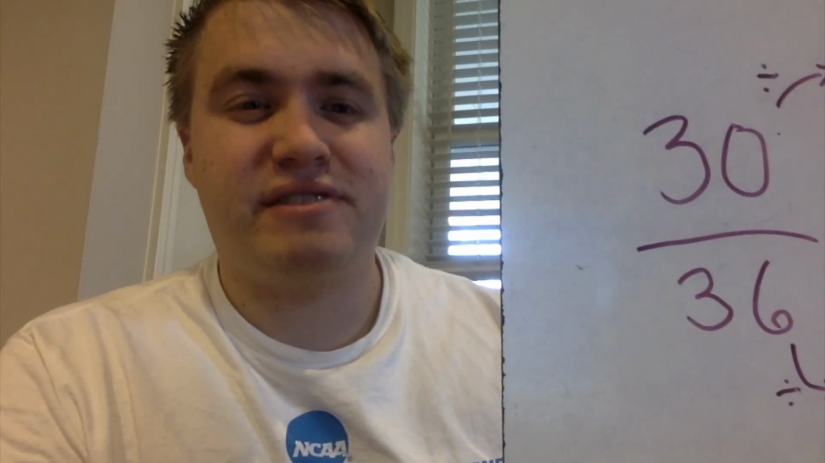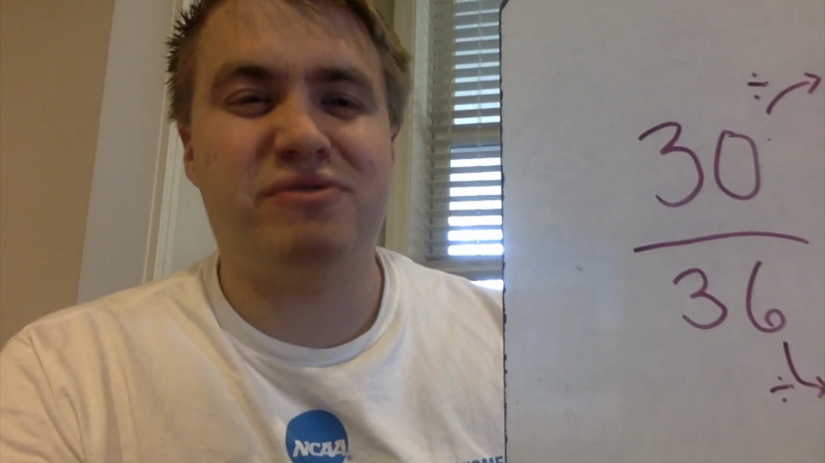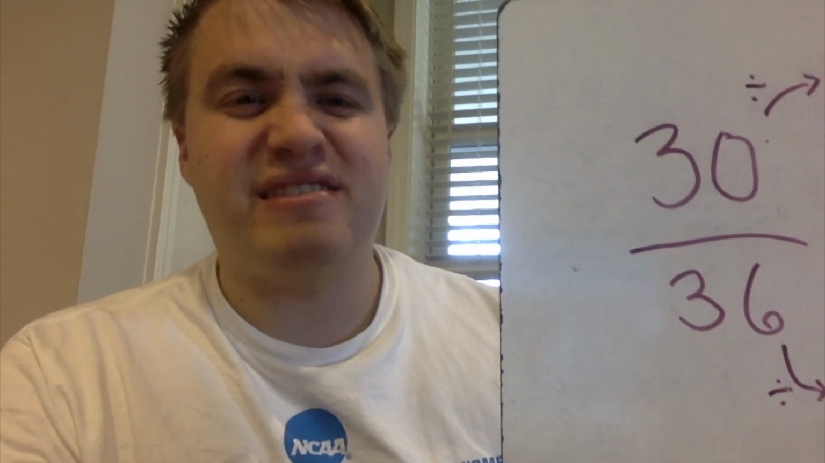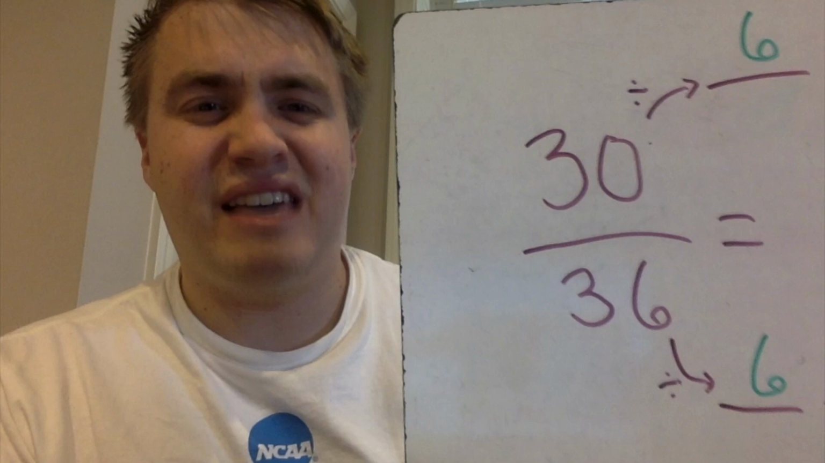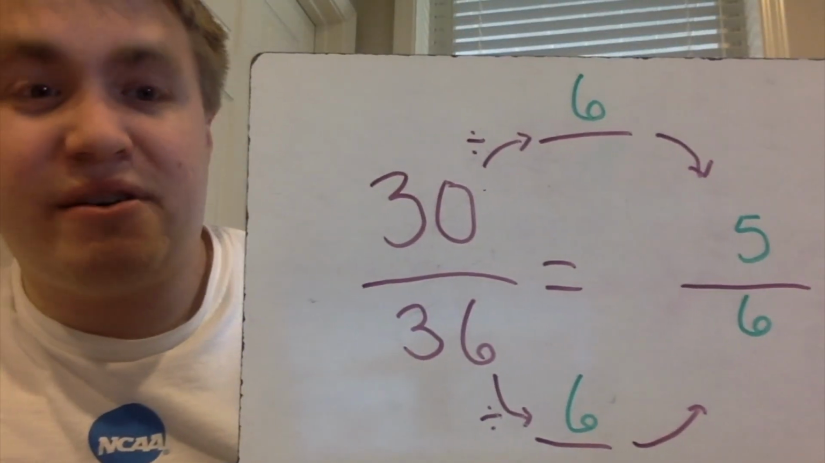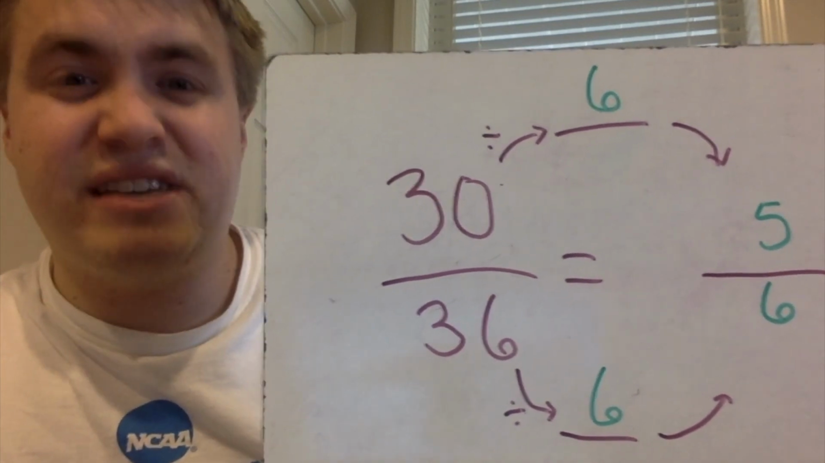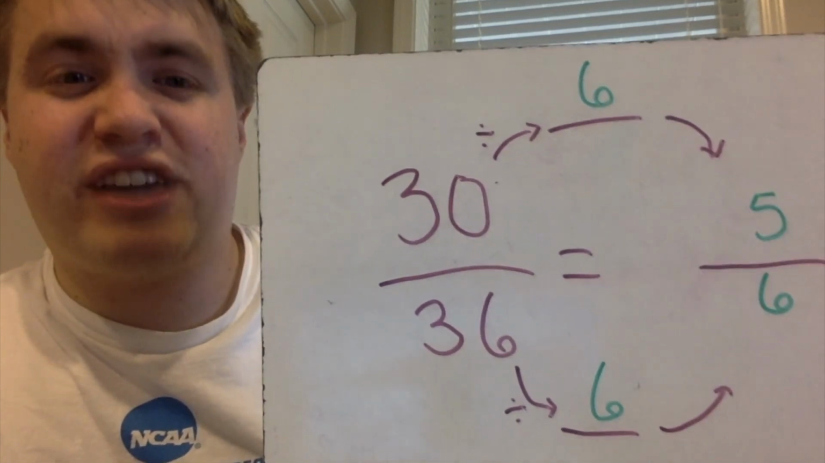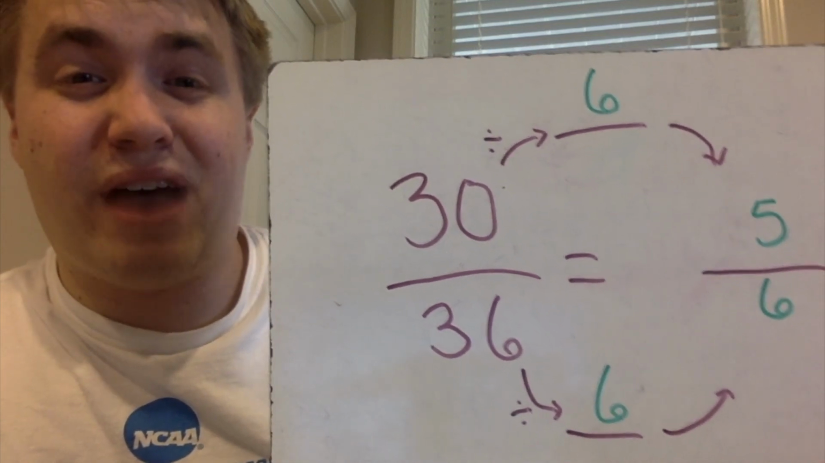Let's look at another problem. If I have 30 over 36, I need to think of one specific number that I can divide evenly into 30 and also divide evenly into 36. Now if I know my times tables really well, I know that 6 can divide into 30 evenly, and it can divide into 36 evenly, in which case I would happen to get 5/6, because 30 divided by 6 does equal 5, and 36 divided by 6 does equal 6, in which case a simplified fraction of 30 over 36 would be 5/6.